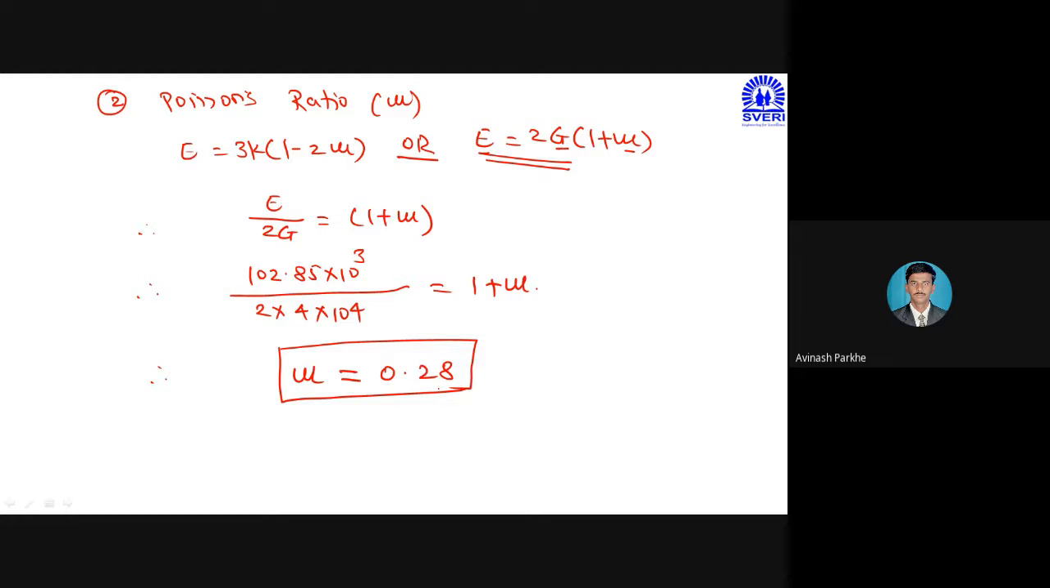You can use any relation. This is relation number 1 we can use for further calculation. We can use this relation also for the mu calculation: E is equal to 3K in bracket 1 minus 2 mu, or E is equal to 2G in bracket 1 plus mu. So do the calculations properly. Take the unknown parameters at one side, remaining values at another side, and finally you will get the final answer in the form of the unknown quantity. Please check if mu is equal to 0.28 or not.